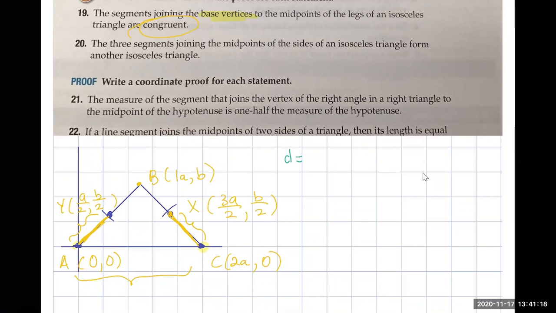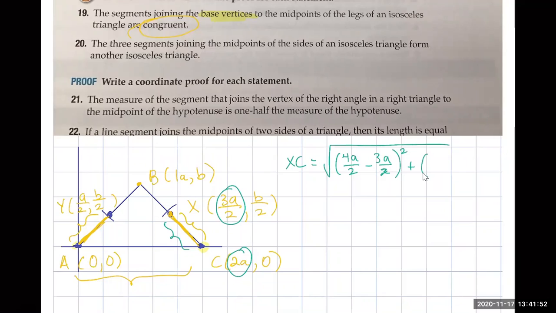So what we're going to do is use the distance formula and find the length. Actually, instead of calling it d, I'm going to call it the length of XC, which is this one right here. We're going to do that one first. And the distance formula is change in x squared plus change in y squared. So let's say 2a is bigger than 3a over 2. So I'm going to make that 4a over 2 minus 3a over 2. 4a over 2 is the same thing as 2a. I just did over 2 to make it a common denominator, squared, plus 0 minus b over 2 squared. So again, change in x squared plus change in y squared.